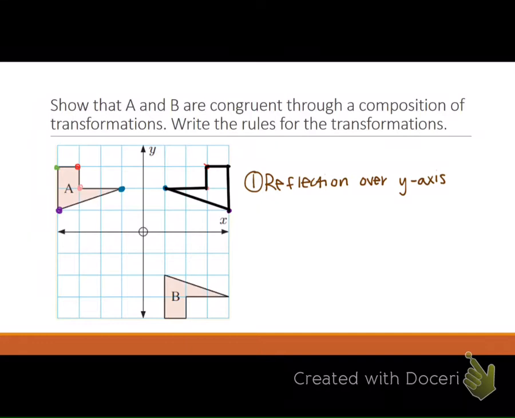Now what? Now what could we do? Anything. Just tell me what you're thinking. Melinda: reflection over the x-axis. So we're going to try a reflection over the x.